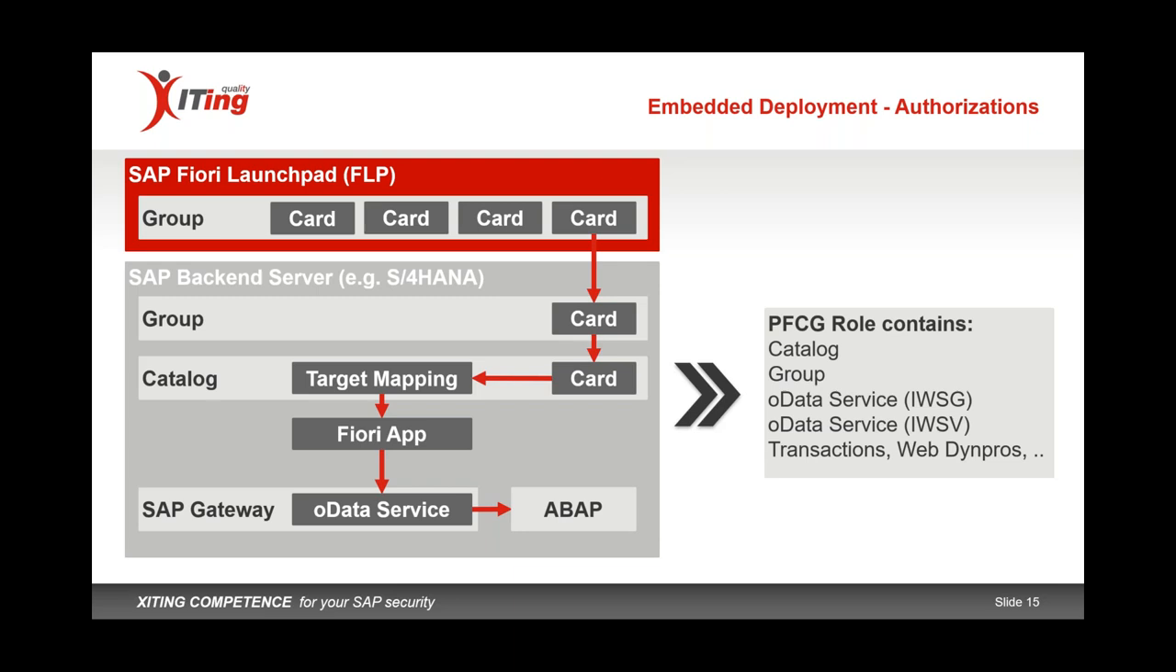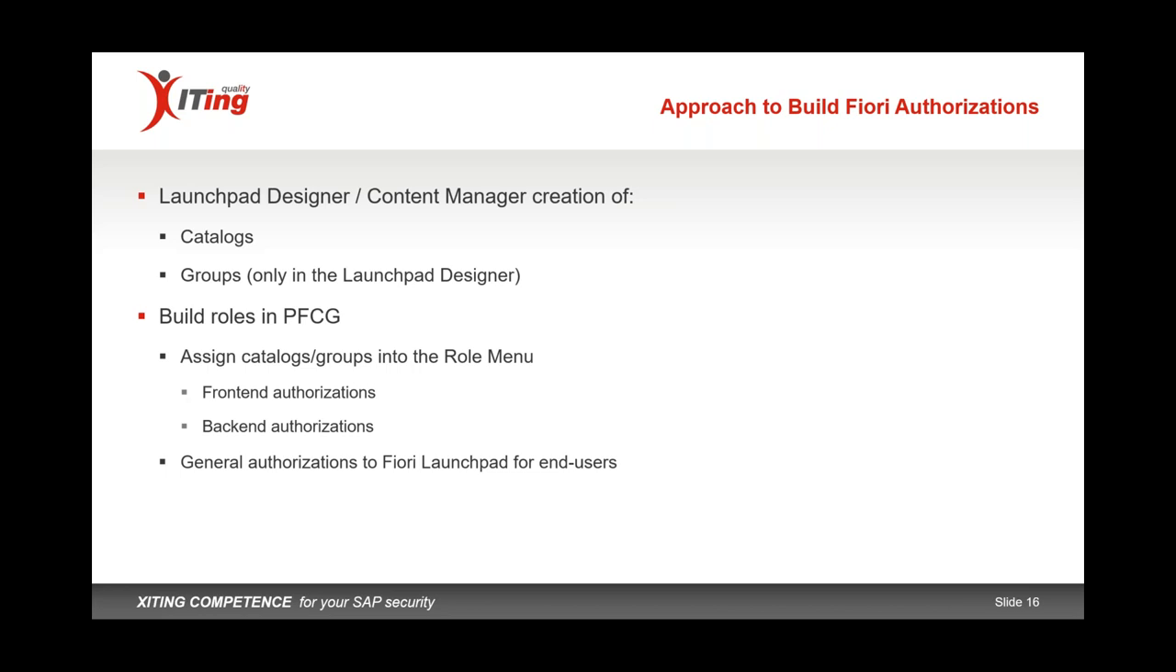When we build Fiori authorization, like I said, we're still doing it in PFCG. But before we can build a role, we can always go with SAP standard delivered catalogs and groups if you want to use them. That's possible. It's like using SAP standard roles in ABAP. That's not recommended. That's not best practice. We shouldn't do that. So we always have to start first by building catalogs and groups in Fiori, so we can always consume information that's there.